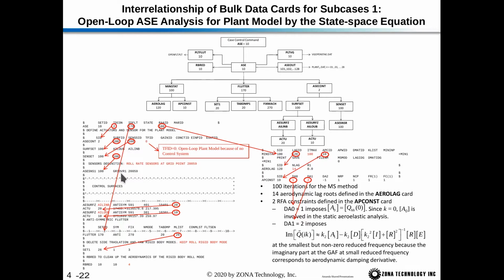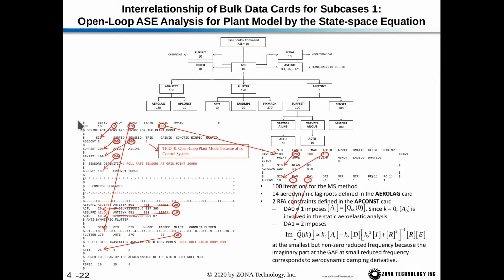V is rate or velocity, and then R1 is the rotational. So we're doing the rotational grid rate about the local x-axis of grid point 20,059. And it's important to note here that the axis definition is in the grid output coordinate system. So remember, from Nastran, you can define a coordinate system in which the grid is defined, and then you can also define a coordinate system in which the grid output, or the eigenvector, is defined. So this sensor uses the output grid local coordinate system.